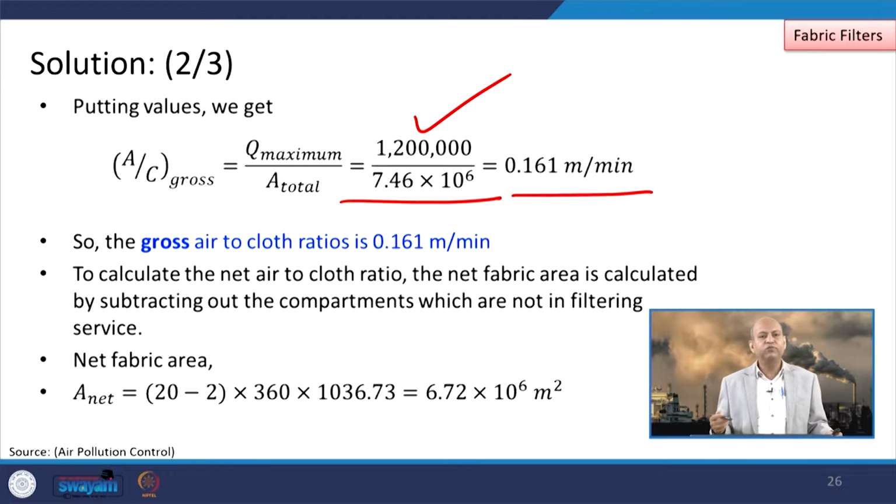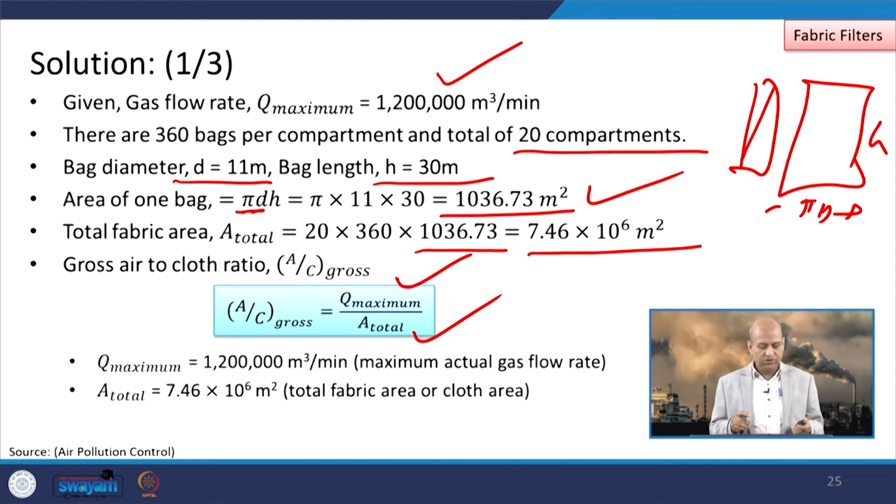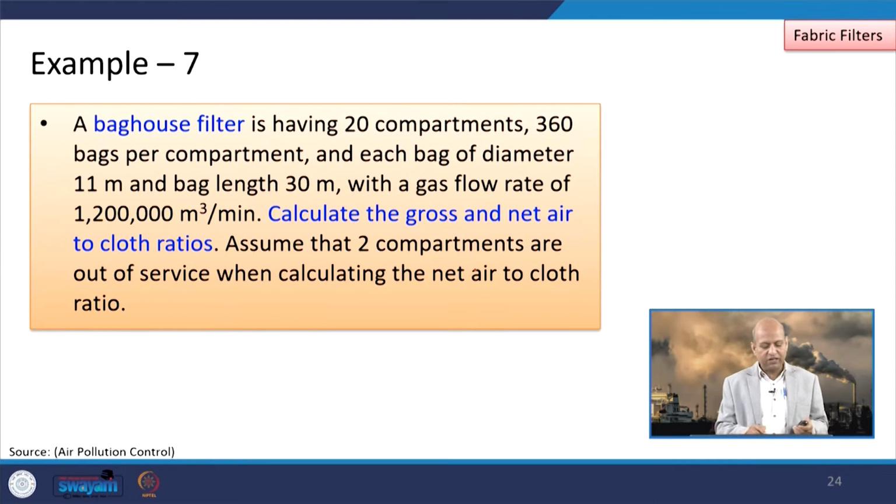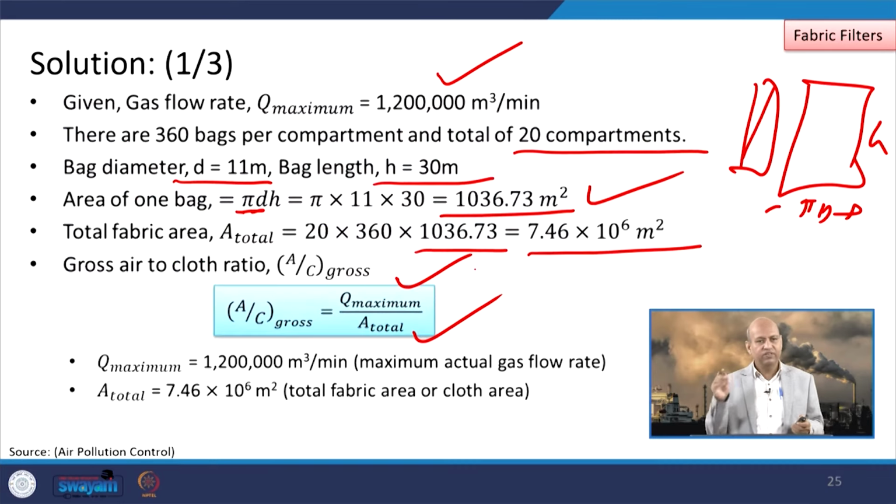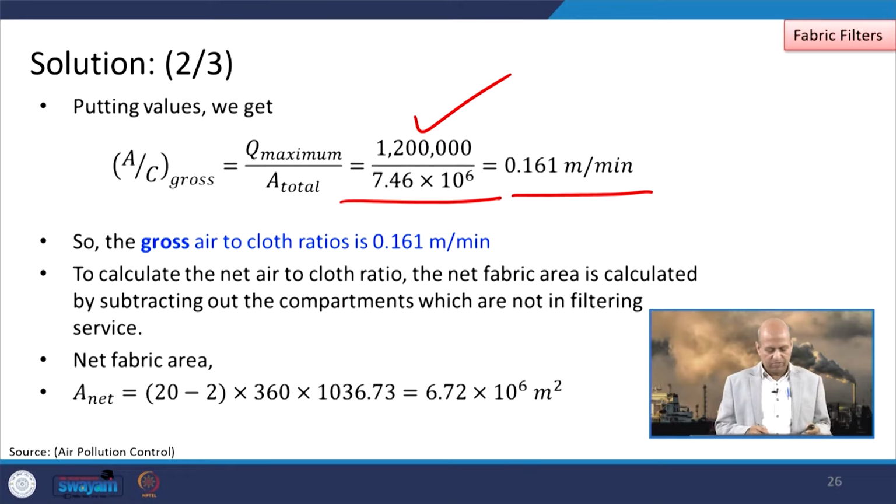Now, we want to calculate the net air to cloth ratio, okay. The net fabric area is calculated by subtracting out those compartments which are not in filtering service. As it is given that 2 compartments are out of service for service purpose, we can say that 20 minus 2 will be the net area, okay. 20 minus 2 into 360 into this 1 bag's area. So, this is the net area, okay.